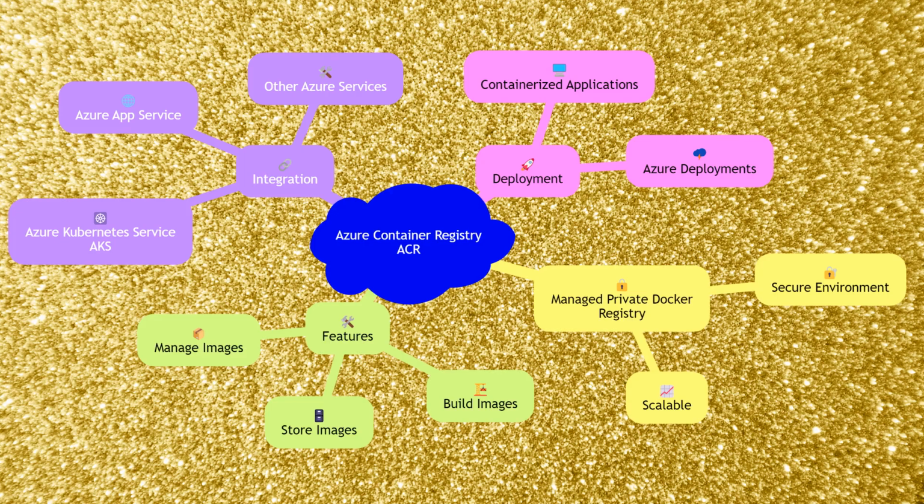Azure Container Registry, ACR, is a managed private Docker registry service that stores and manages container images for Azure deployments. It allows developers to build, store, and manage container images in a secure and scalable environment. ACR integrates seamlessly with Azure Kubernetes Service, AKS, Azure App Service, and other Azure services, making it a crucial component for deploying containerized applications in Azure.